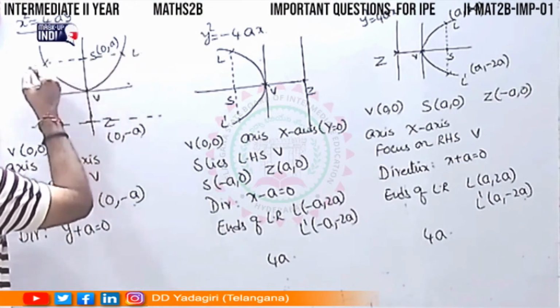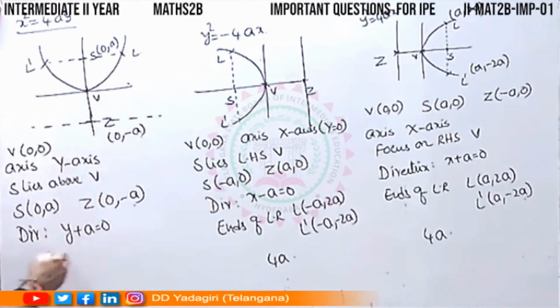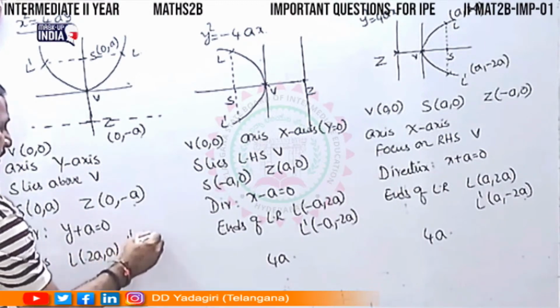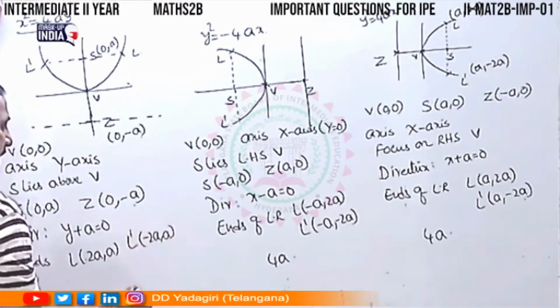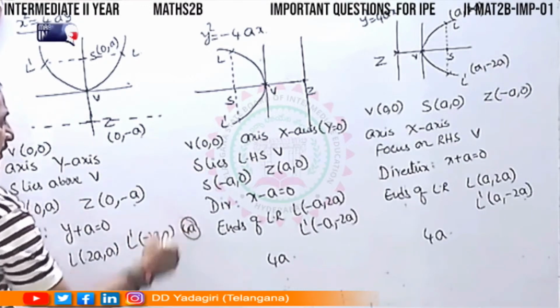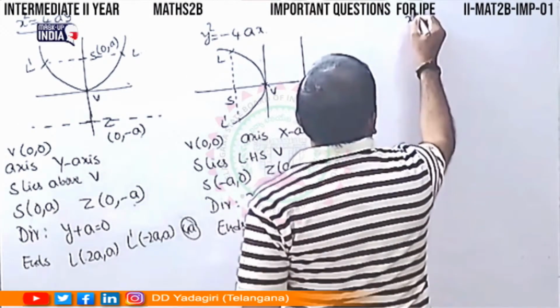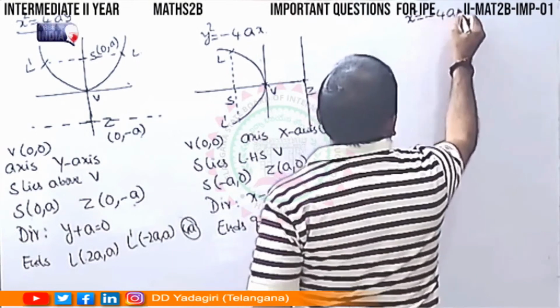Ends of the latus rectum: L is (2a, a), L dash is (-2a, a). Length of the latus rectum is 4a. The equation is x square = 4ay.